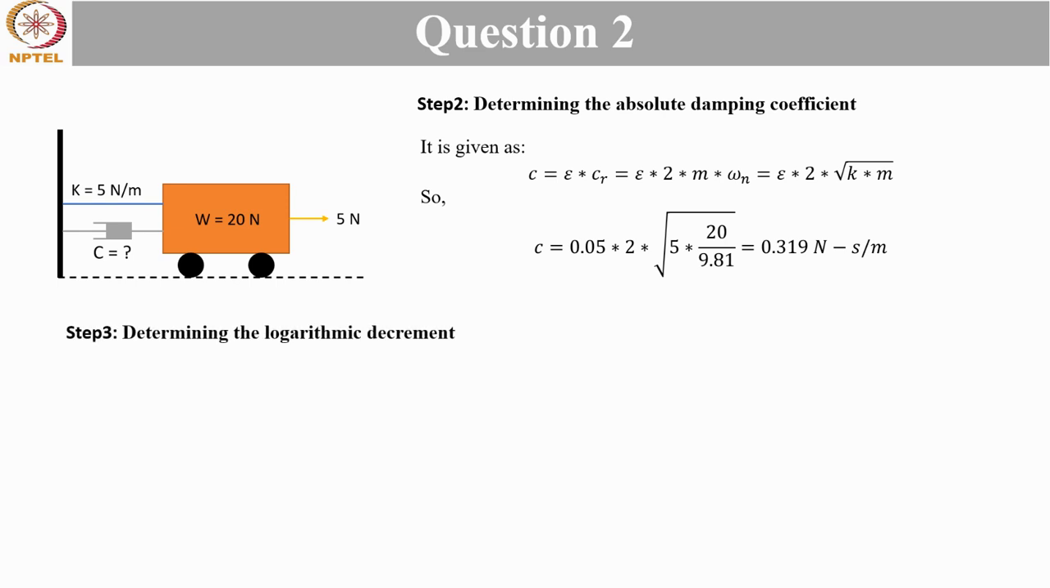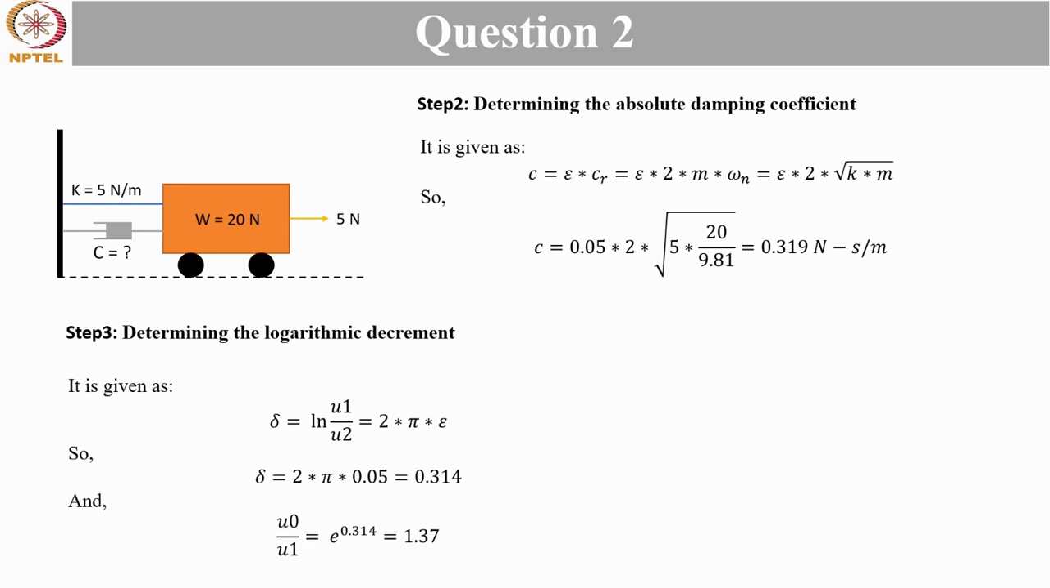Third is the logarithmic decrement. Here we don't know the ratio of amplitudes of successive peaks. So what we will use? We will use the other relation, 2 pi epsilon upon square root of 1 minus epsilon squared. But since the value of epsilon is less than 10%, we can directly assume that 1 minus epsilon squared is almost equal to 1. So we can directly use the relation delta is equal to 2 pi epsilon. We know the value of epsilon, so delta will be 2 pi times 0.05, so it will be 0.314.